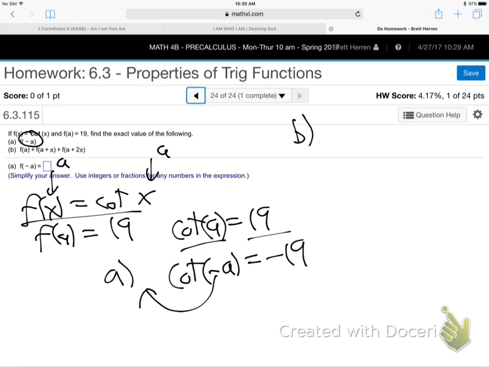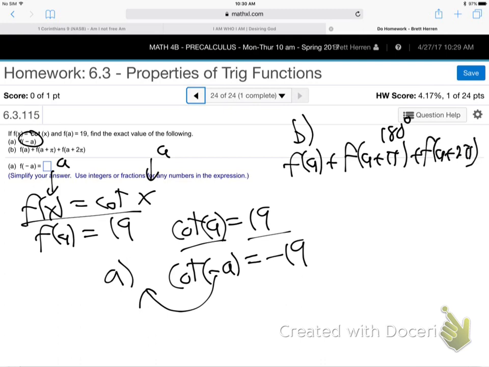And part B says, what's f of a plus f of a plus pi? Pi is 180, right? Plus f. This is the same thing we did before. 2 pi, it's just going to be 19, 19, 19, because cotangent has a period of pi. So if we just keep adding pi, nothing's going to change. 19, 19, 19, 20, 57? 30, yeah, 57. Is that good?